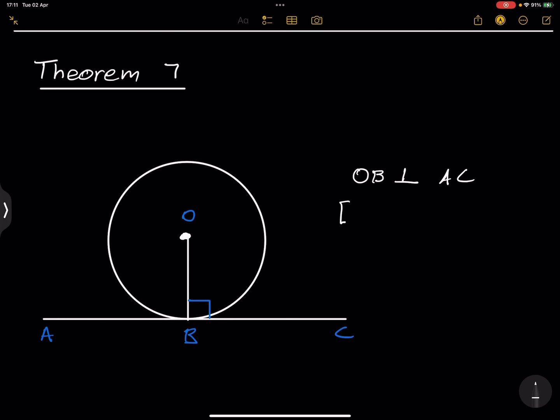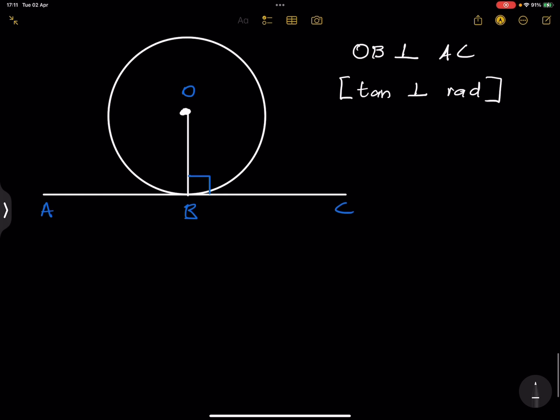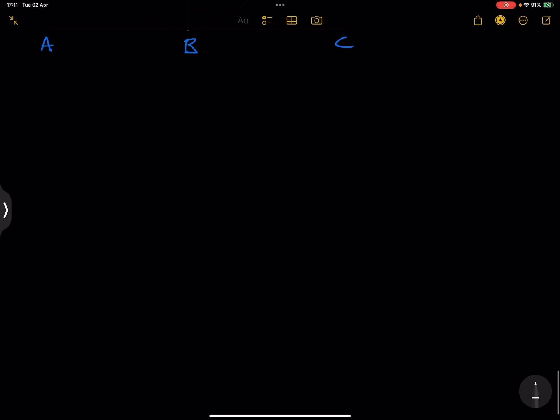Now we simply call that the tan radius theorem. Tangent perpendicular to the radius. Just simply put like that. Now remember, what's a tangent? It is a line that touches the circle only once. Now let's go on to the next one that has to do with the tangent.